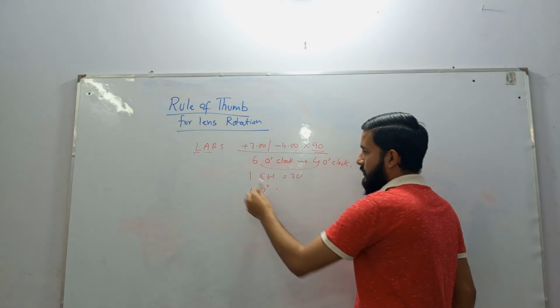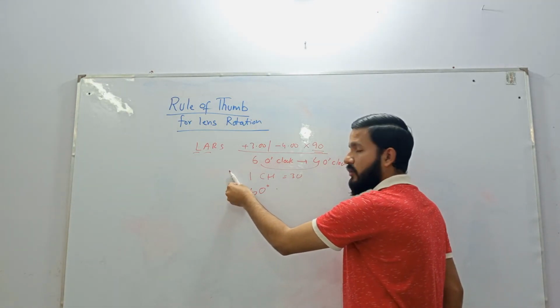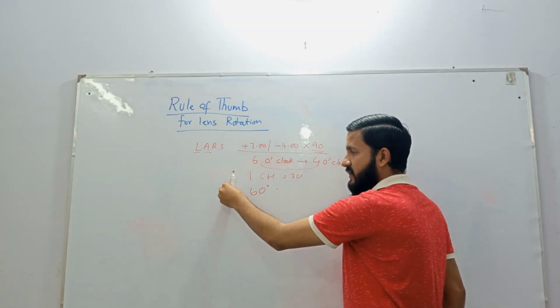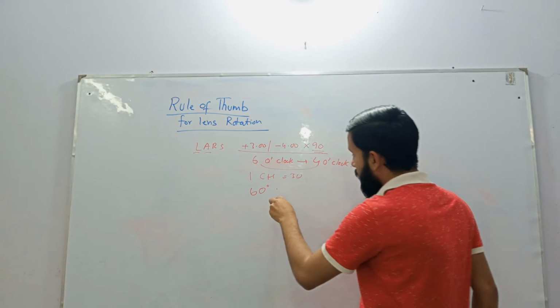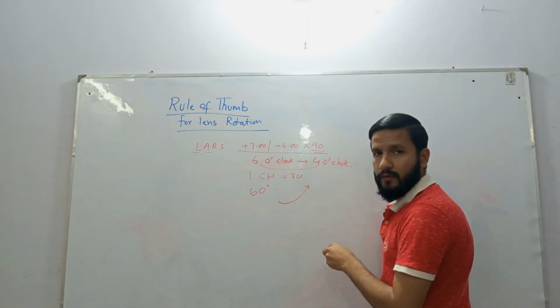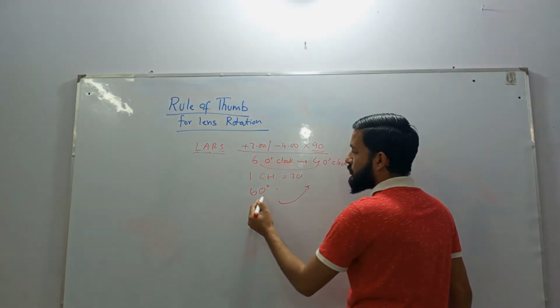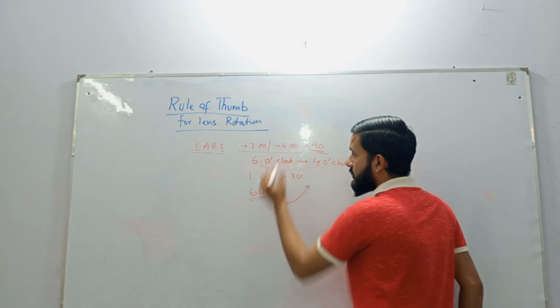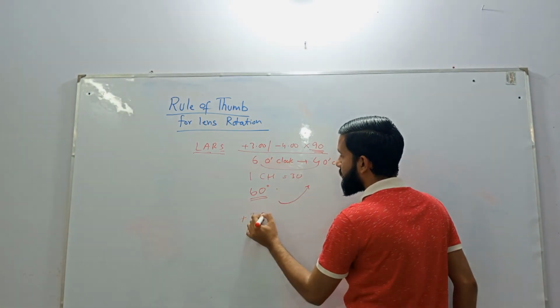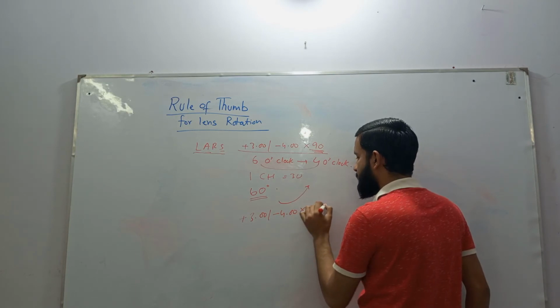And here the 6 o'clock position mark is moving towards the 4 o'clock position. It has moved from 6 o'clock to 4 o'clock, which means that it is a rotation towards the right side. And according to the LARS rule, for right rotation, you have to subtract. So I will subtract 60 from this value of axis. So the prescription will become plus 3 with minus 4 at 30 degree.